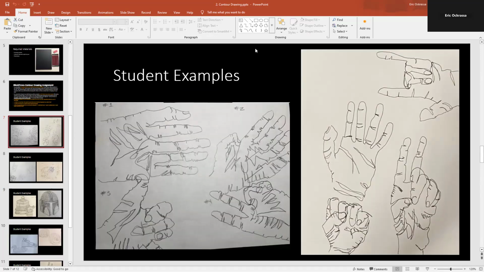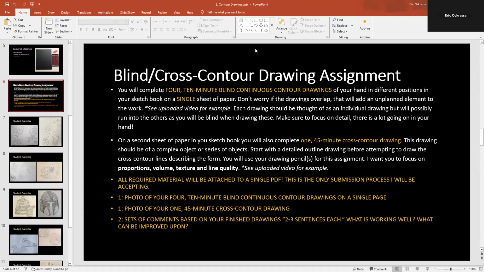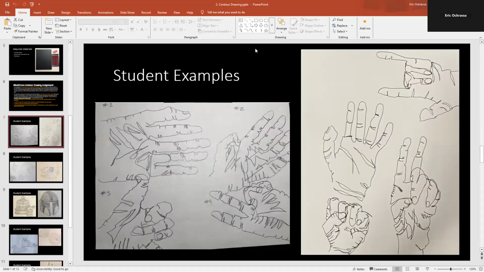Here are some blind contour drawings, really good examples. Once again, students are not looking at these drawings when they're rendering. You start drawing your form, you draw to completion, and then you take a look at them from there. Keep in mind, it does say 10-minute blind contour drawings. It is pretty difficult to just spend 10 minutes on one drawing.